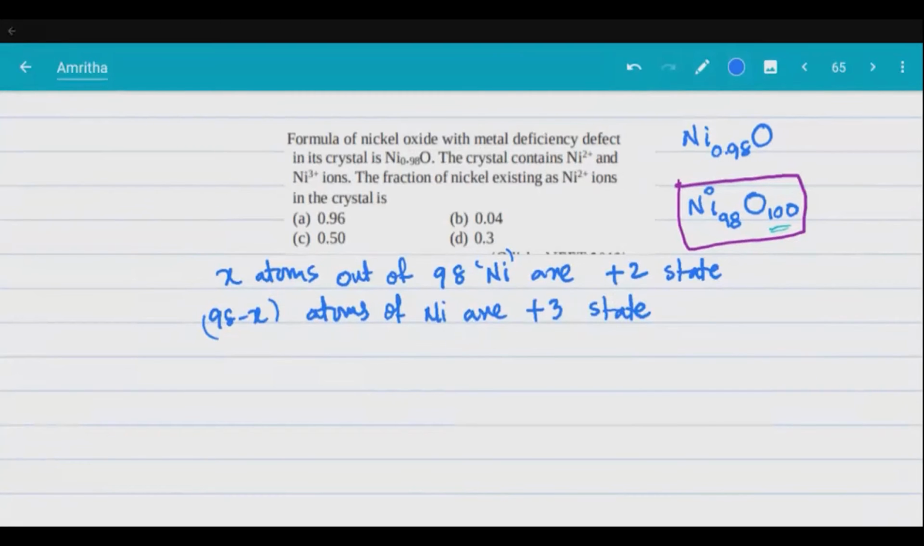Fine. Oxygen charge. In oxides, what is the oxygen charge? Suppose sodium oxide, magnesium oxide. Can anybody tell me what the oxygen charge is? Minus 2. Exactly. So look at this. x atoms carry plus 2 charge. The total charge must be equal to 0 because it is neutral, right? The total charge on this Ni 98, oxygen 100 is 0.